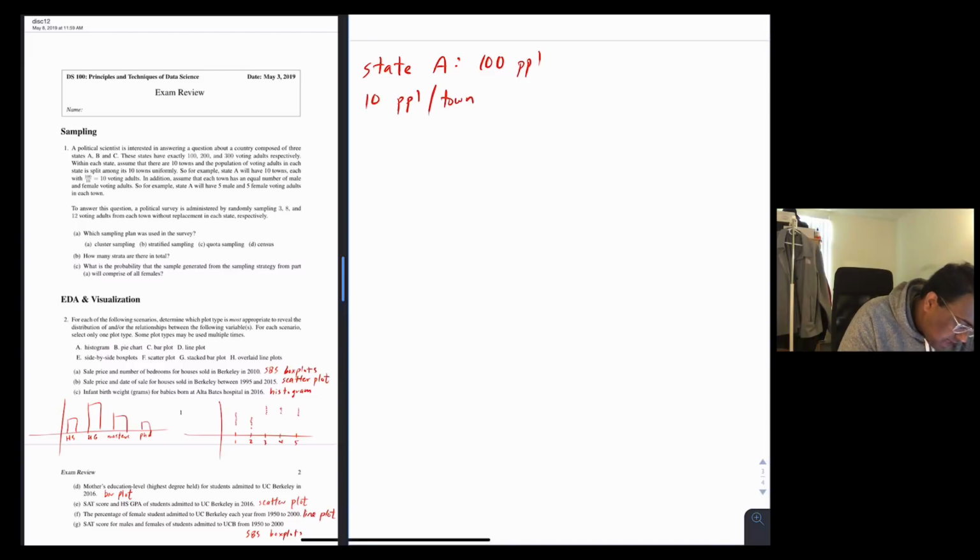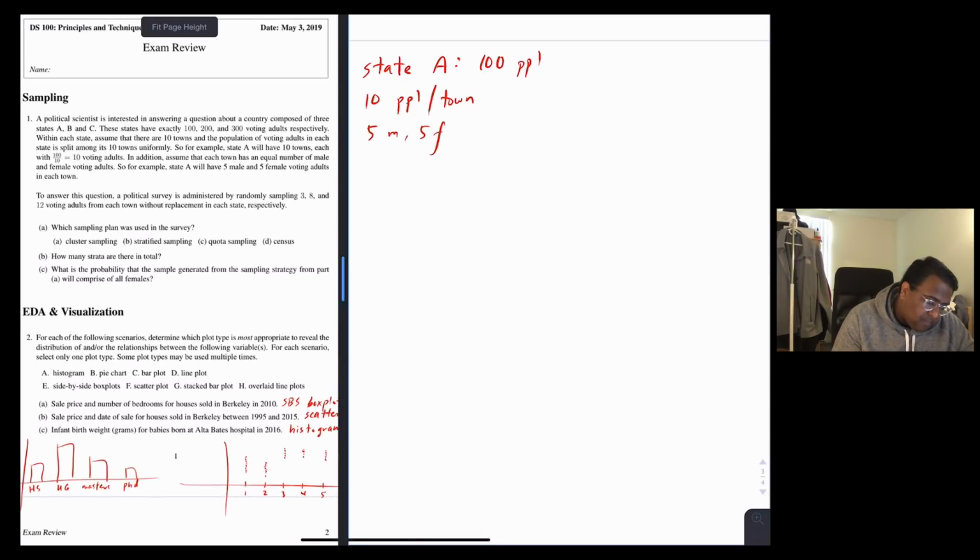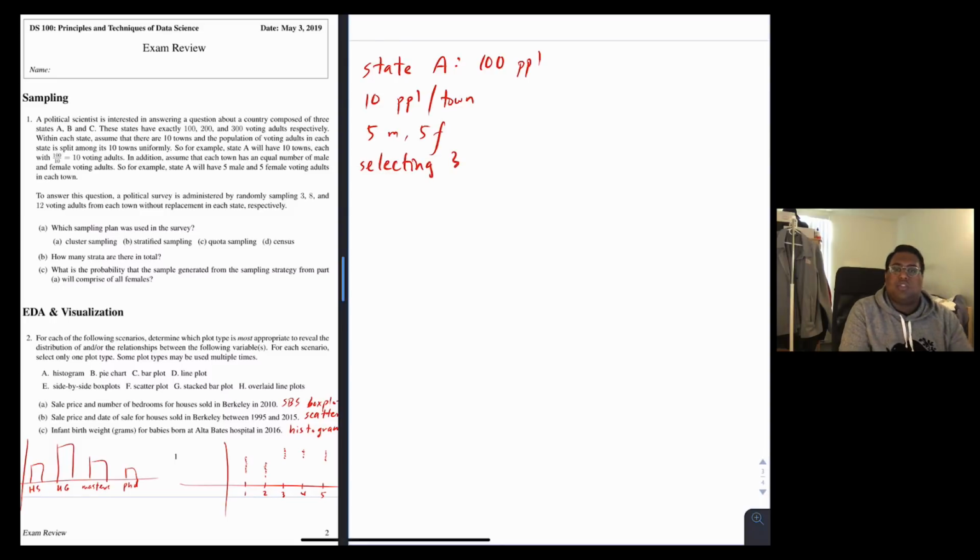And we're also told that each town has an equal number of male and female voting adults. So that means there's 5 males and 5 females for each town in state A. We're also told our survey is administered by randomly sampling 3, 8, and 12 voting adults from each town in each state. It's not worded perfectly, but what this really means is we're sampling 3 people from each town in state A, 8 people from each town in state B, and 12 people from each town in state C.